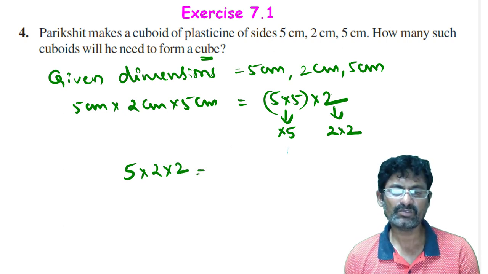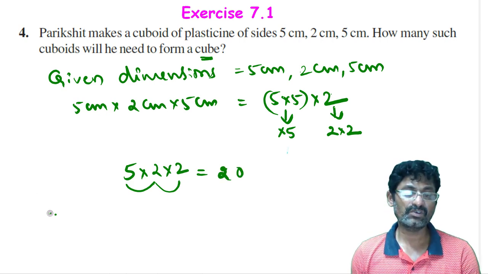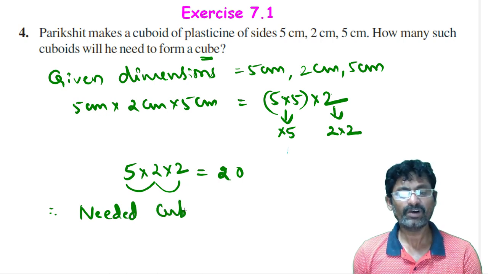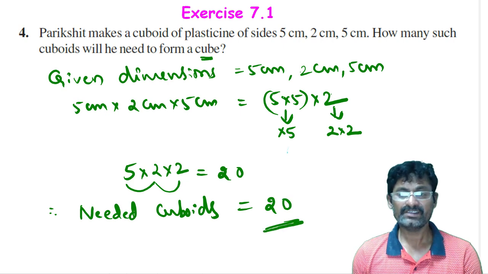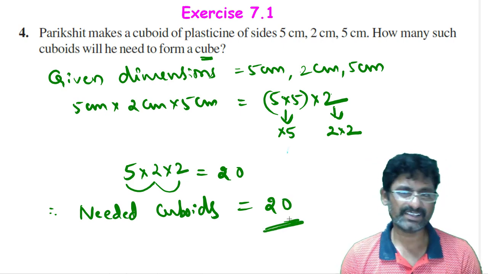So this is equal to 5 times 2 is 10. 10 times 2 is how much? 20. So therefore the needed cuboids equal how many? 20. Okay children, so 20 is the answer in this case.